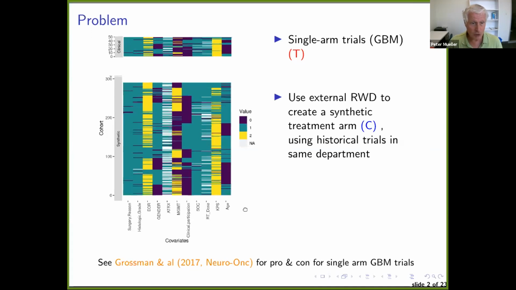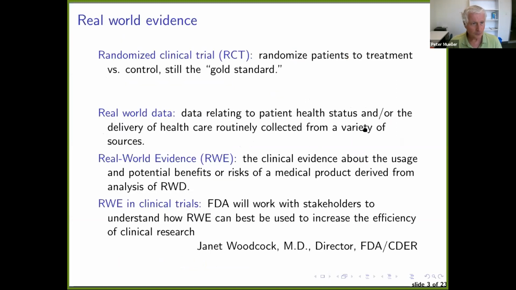So what we want to do is use that blue historical data to create a control arm to add to the red current treatment arm. Throughout, I will use red T to indicate the current single-arm trial, and blue C to indicate the historical data which I want to use to build the control arm. This is a very popular theme. We're obviously not the first ones to try that.